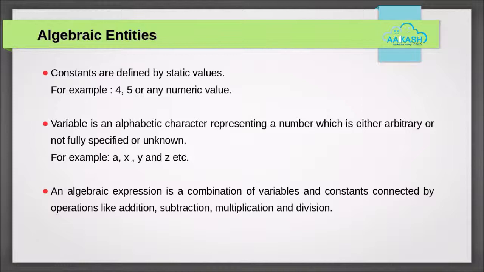All numbers are constants. A variable is a character which is unknown, unspecified, or arbitrary. It needs to be substituted by a numeric value in order to evaluate it. A, B, C, X, Y, Z are all variables. When we combine variables and constants using mathematical operators like addition, subtraction, multiplication, and division, we get an algebraic expression.